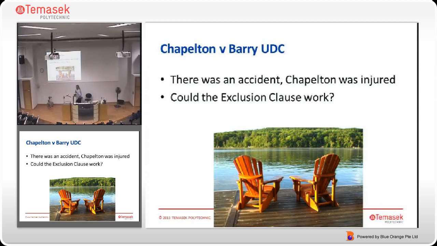What must happen in order for the clause to be valid? In order for the clause to be valid, notice of the clause must be given to the other party. That's the law. Before, at the time of the contract, okay? Notice must be given, okay?